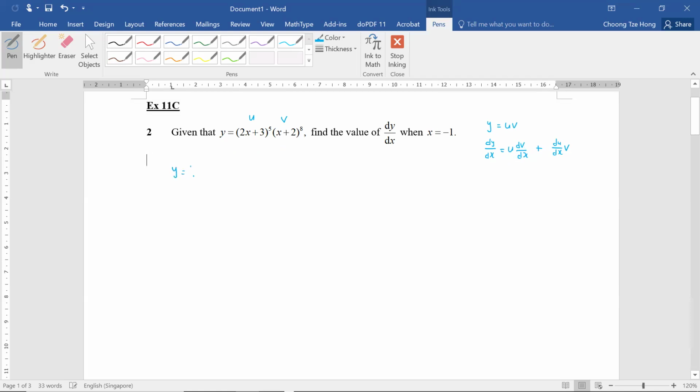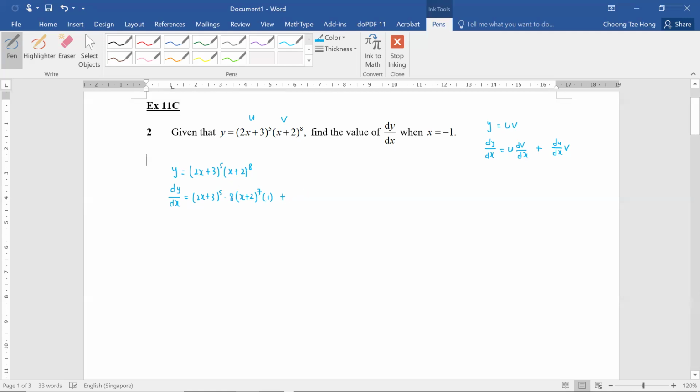So y equals (2x + 3)^5 times (x + 2)^8. Let's differentiate. This expression is actually not too difficult to differentiate. Remember we will not differentiate u, so we'll leave it as (2x + 3)^5. To differentiate v, the second term, we need to apply the chain rule. So the 8 comes down, (x + 2), power reduced by 1. If you differentiate inside the bracket, you will just get a 1, so you can put 1 here, or if you don't want to, that's also fine. For the product rule, we always add.